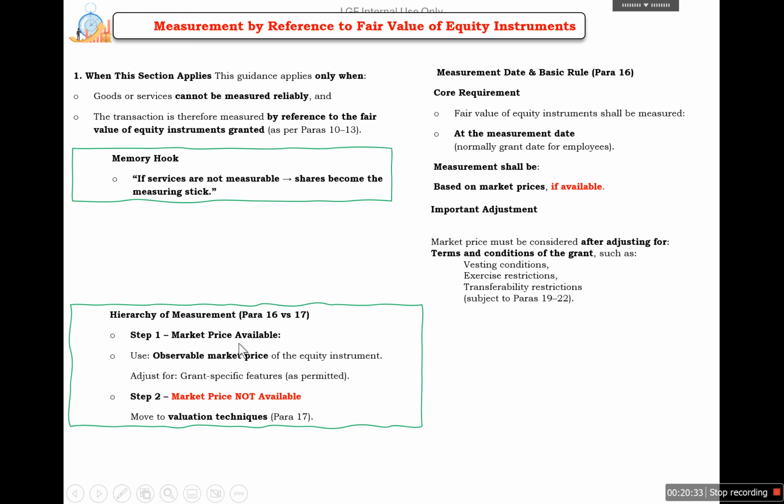So first we need to look for the market price available. If it is available, then we need to use the observed market price for the equity instrument, and we need to adjust it for the grant-specific features. And in case the market price is not available, in that case we need to use valuation techniques.